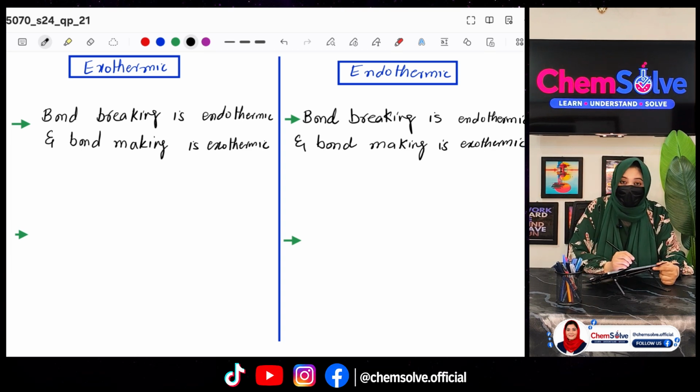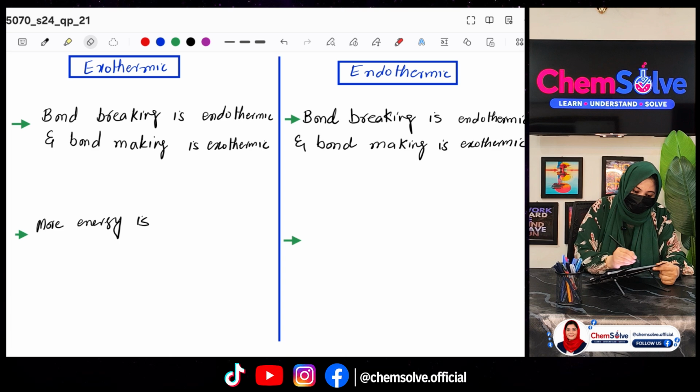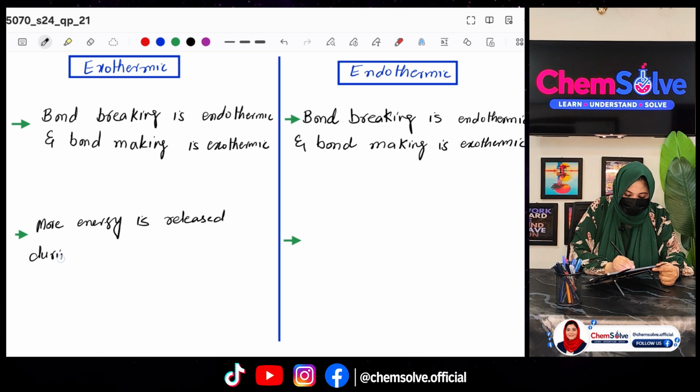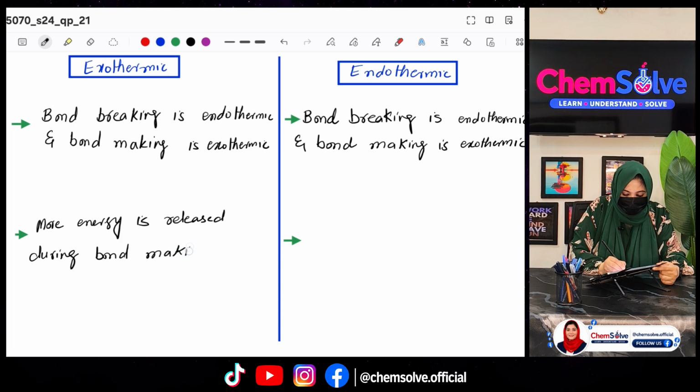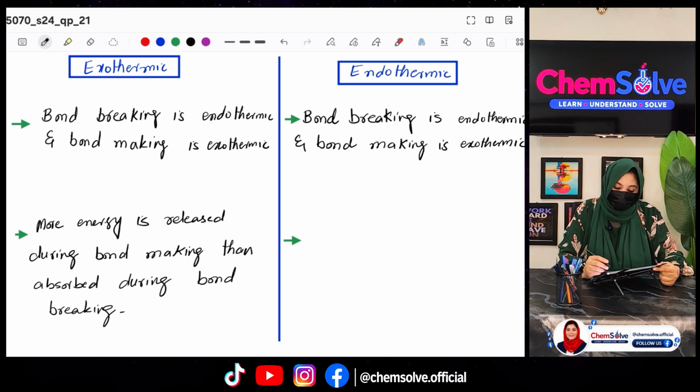What about the second point? If the question is about an exothermic reaction, you will say more energy is released during bond making than absorbed during bond breaking.